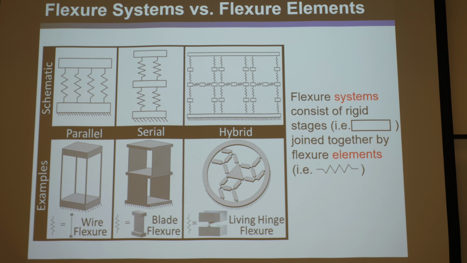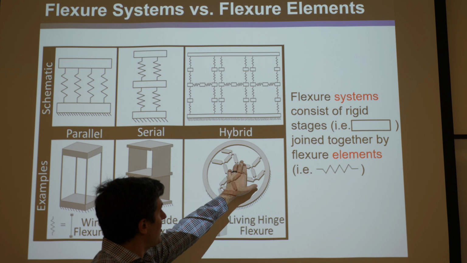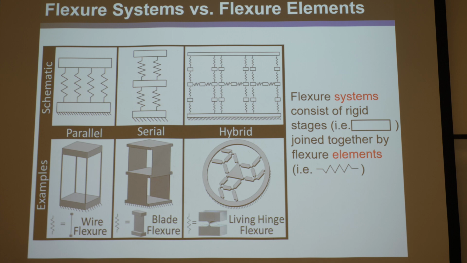Okay, so you can see there are three kinds of flexure systems. There are parallel, serial, and hybrid. And of course, the rigid bodies can take on many different shapes. Here it is actually an extruded 3D rectangle. Here, these are extruded 3D rectangles, but here they're extruded triangles, and these thick portions here are the rigid bodies. Just because I draw them as rectangles doesn't mean that's anything more than an abstraction in a schematic. They can be anything.